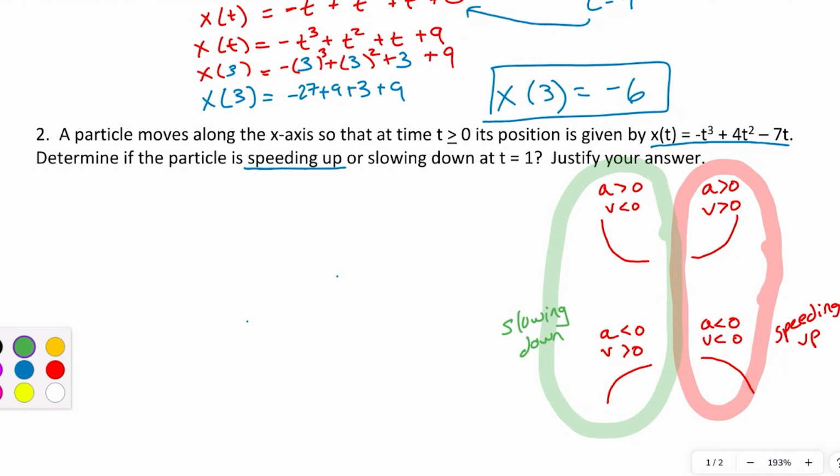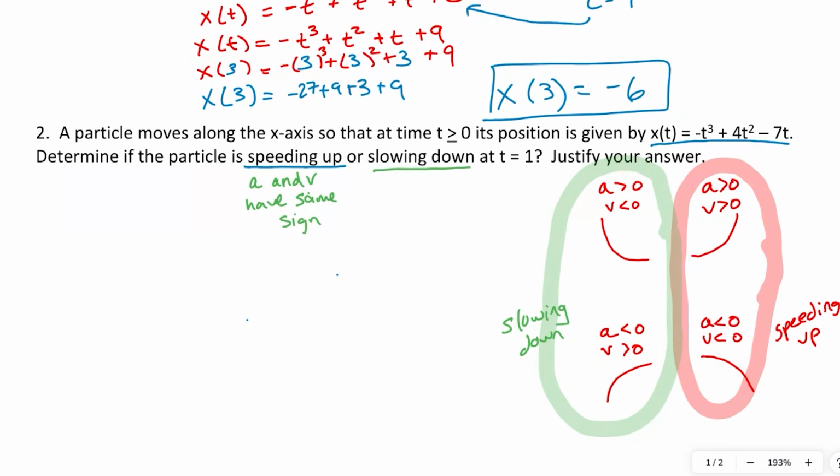Now, what might be an easy way to remember this? If you're looking at these signs, what do these two cases have in common? They're the same sign, right? So that's really what you want to be looking at. If the particle is speeding up, that means that both acceleration and velocity have the same sign. Whereas the object will be slowing down if the acceleration and the velocity have different signs.